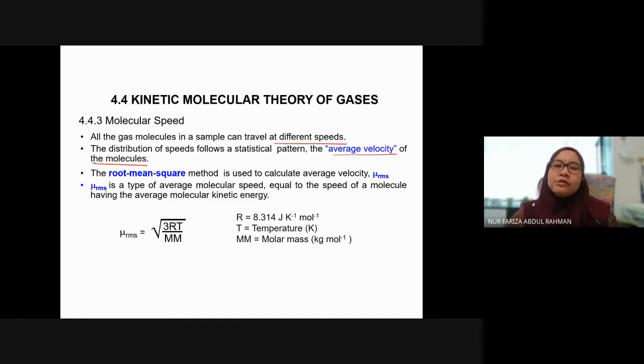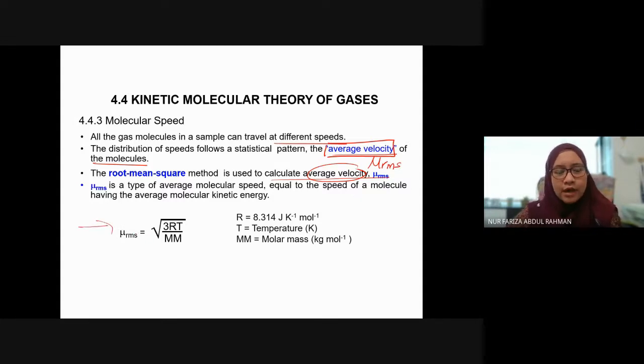Okay, so that's why we go for average velocity to represent the whole gas molecule. With the average velocity, we can come up with one speed for that particular gas. That is called average velocity. The root mean squared method is used to calculate average velocity, known as mu root mean squared. We have this formula.